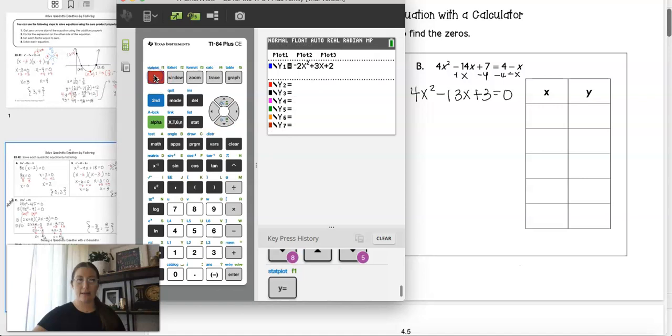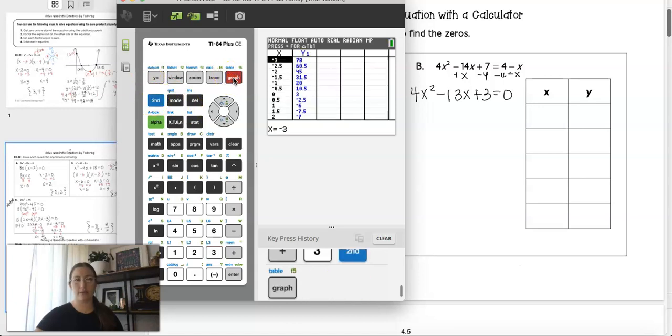We're going to go back to y equals. We're going to clear that out, and now we're going to replace it with 4x squared minus 13x plus 3. Okay, and then we want to go check out this table. So second graph will take me to the table.